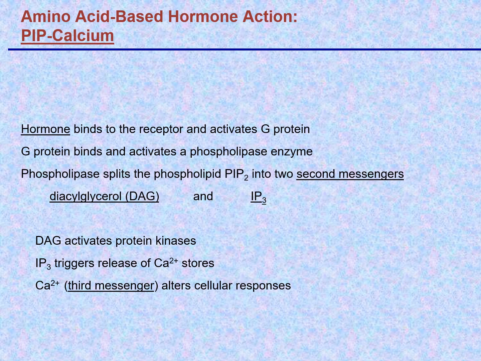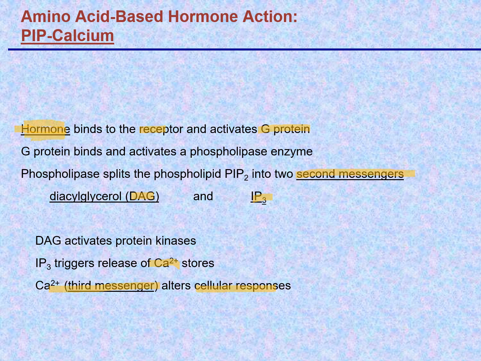Now, another type of second messenger involves, again, the first signal, a hormone binding to a receptor, and again, a G protein inside the cell, activating two secondary messengers, and the two are called DAG and IP3. Again, you don't have to worry about it, but know that it's a sequence of events. In the end, what happens is there's a release of calcium from stores inside the cell, and the calcium will act as the third messenger to trigger the particular cell response that's wanted, or that's triggered by that hormone.